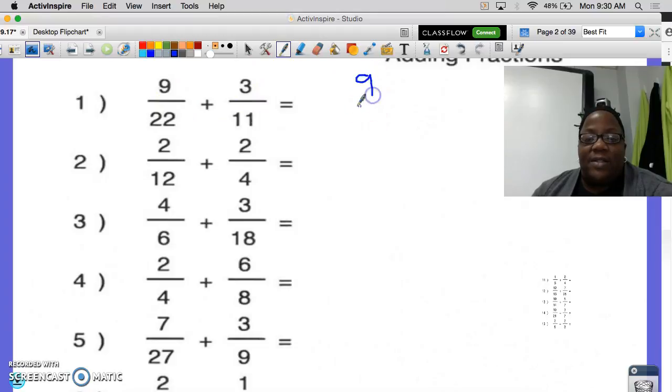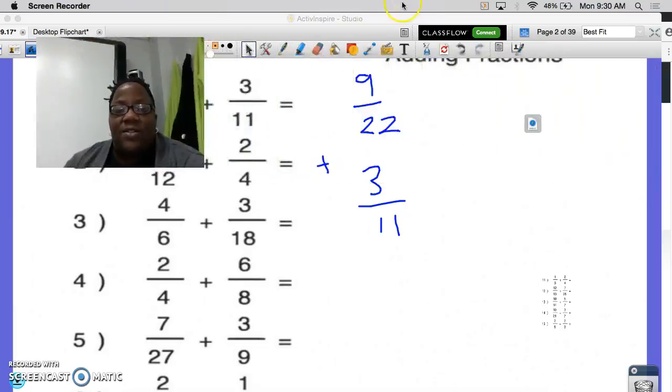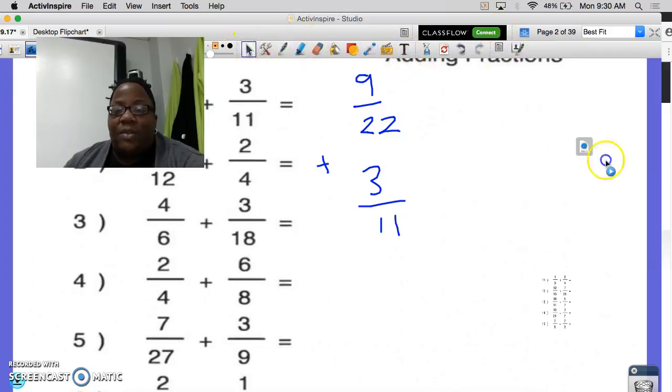First thing I like to do is set them up vertically. Why do I do this? Because when we have unlike fractions, remember unlike means they do not have the same bottom number. Before we can add them, we must change them into fractions that do have the same bottom number, which are called like fractions. And so for me to do that, I do a conversion that looks like this. Conversion means change them.